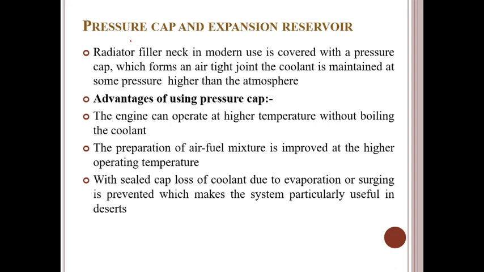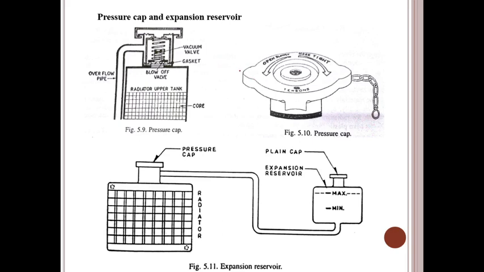Then after that we have the pressure cap and expansion reservoir. So what do pressure cap and expansion reservoir mean? The radiator fill neck in modern vehicles is covered with a pressure cap, which forms an airtight joint. The coolant is maintained at some pressure higher than atmospheric. If you observe here, this is the design of the pressure cap, guys. This is the pressure cap which is used in radiators. This is the internal design: core, overflow pipe, vacuum valve, gasket, blow off valve, radiator upper tank.